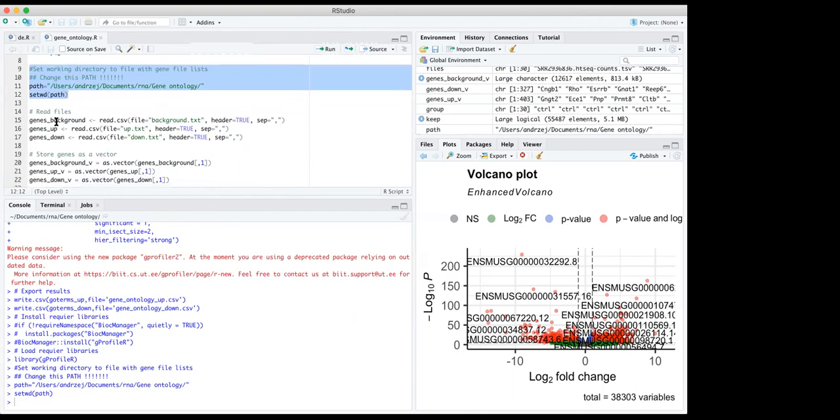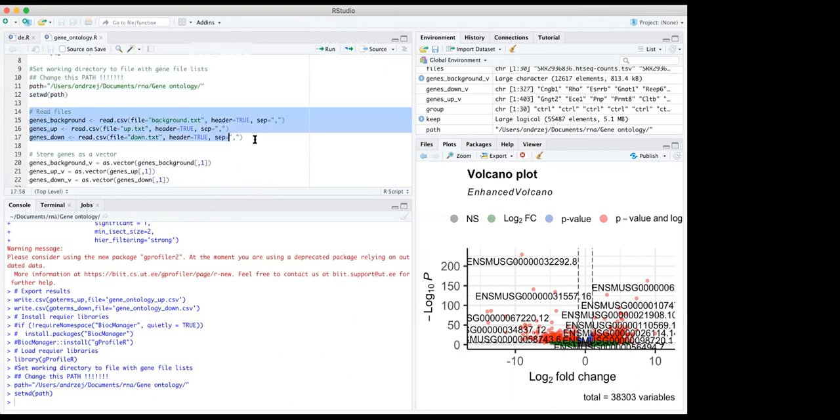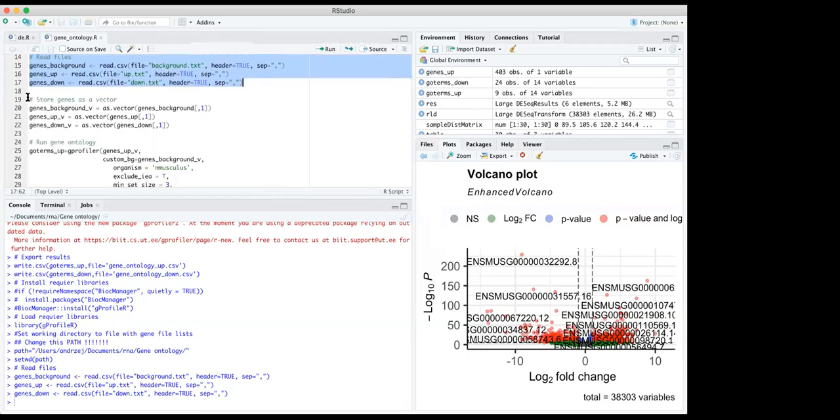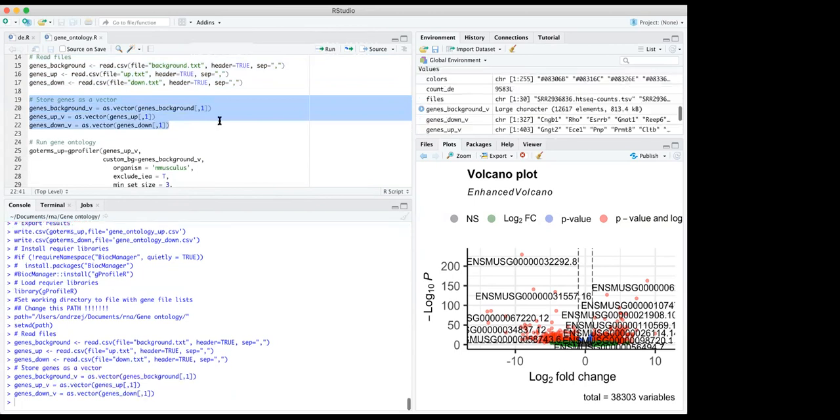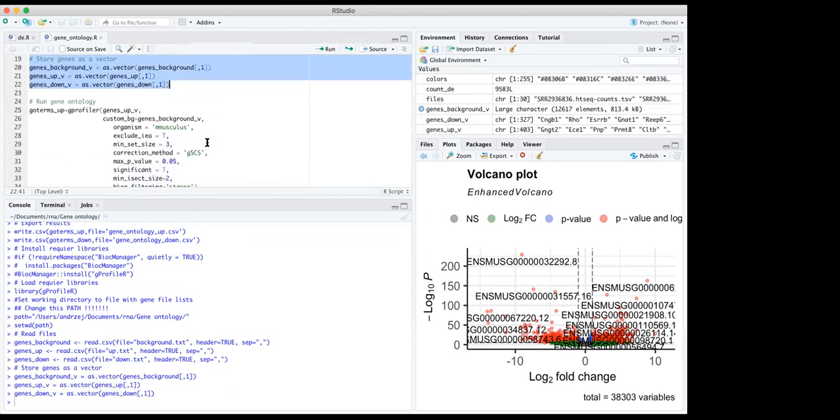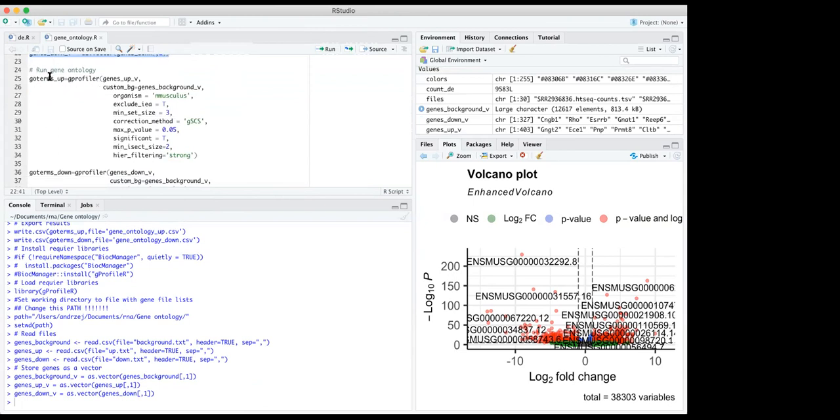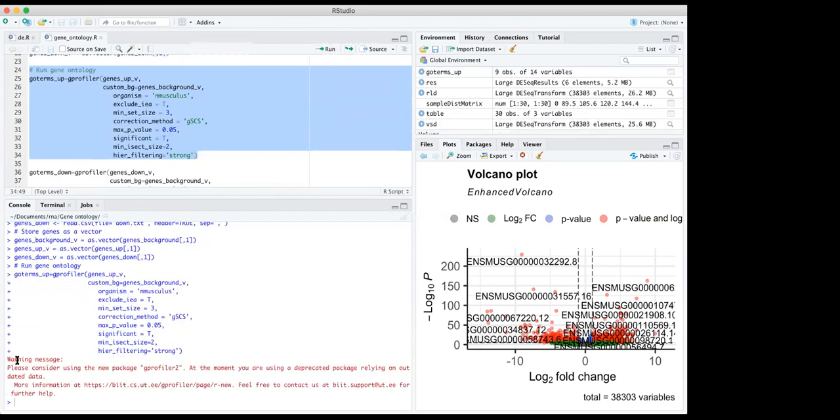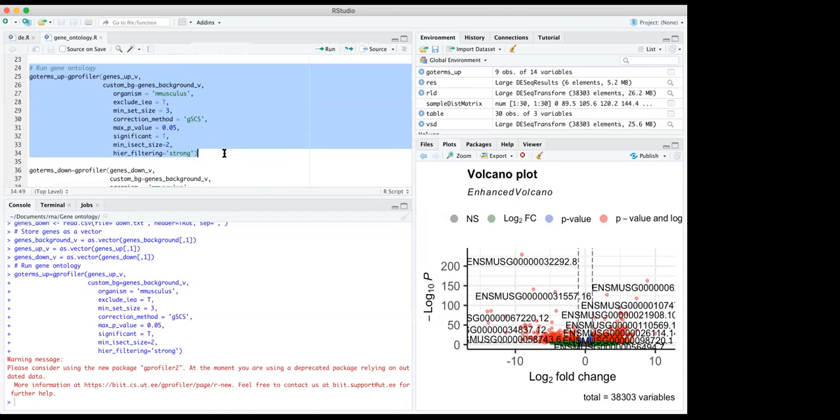If you get the okay, then read files. Then the next step would be to store genes as a vector. And then you will run gene ontology, so first of all, for the upregulated genes, GoTerms. It's running. Oh, and when you run it, you will get this warning message: please consider using the new package gprofiler 2. So yes, there is a new version, and I have to update the scripts.